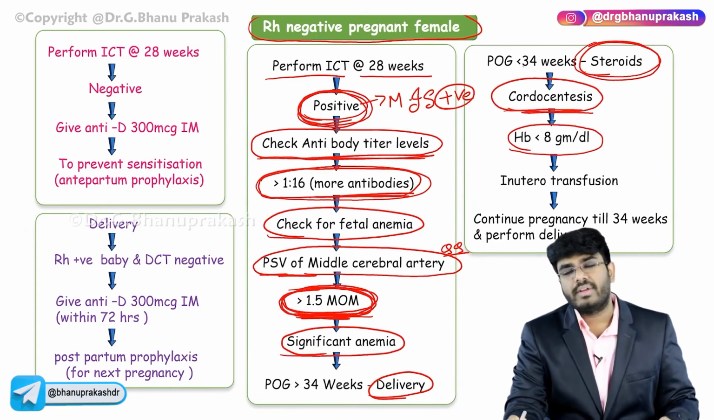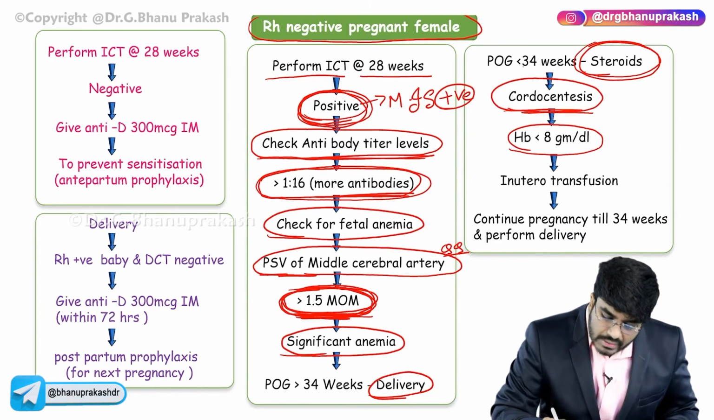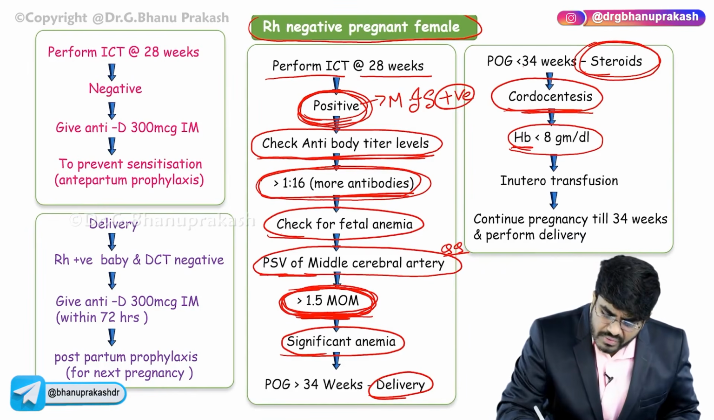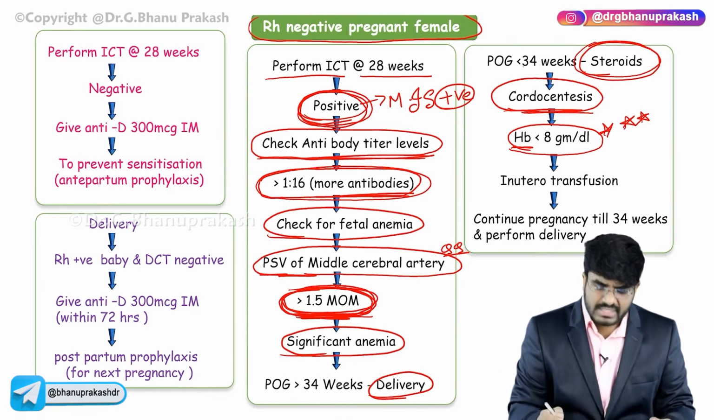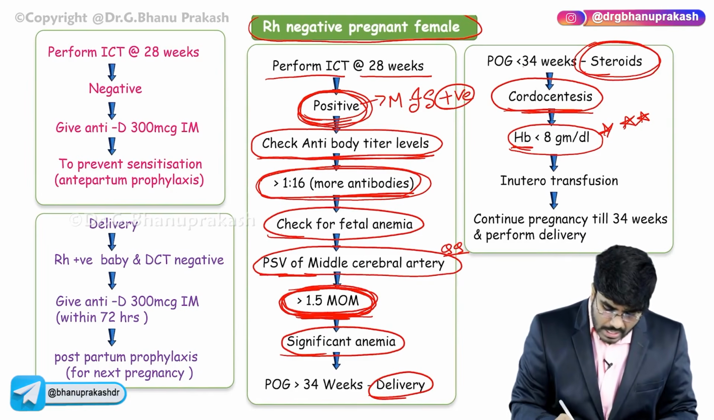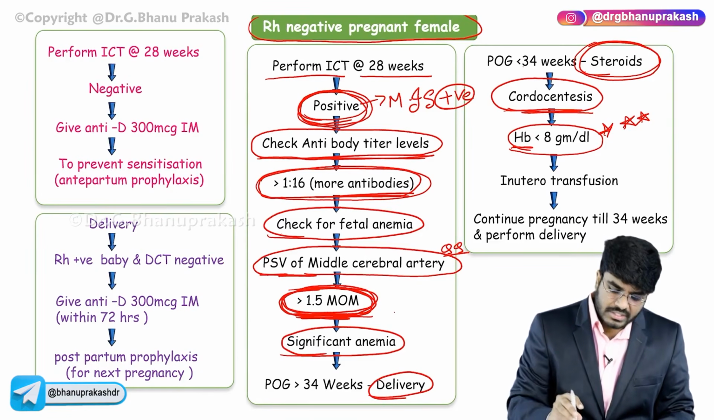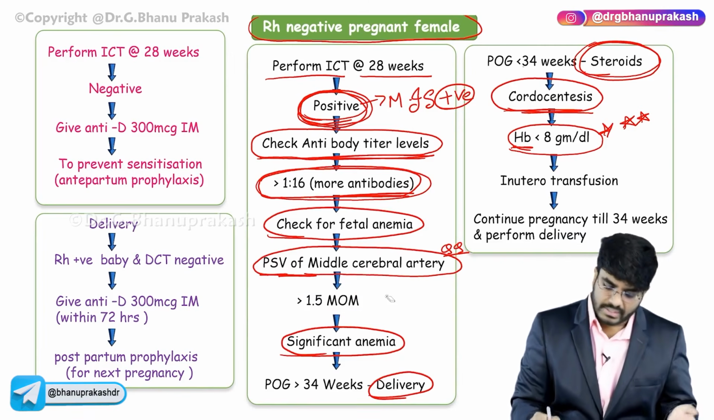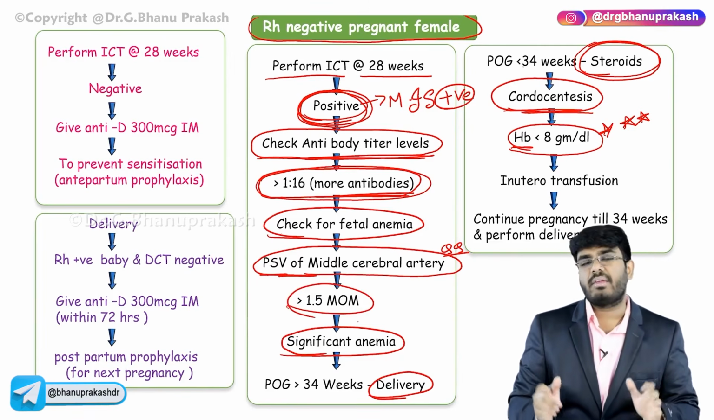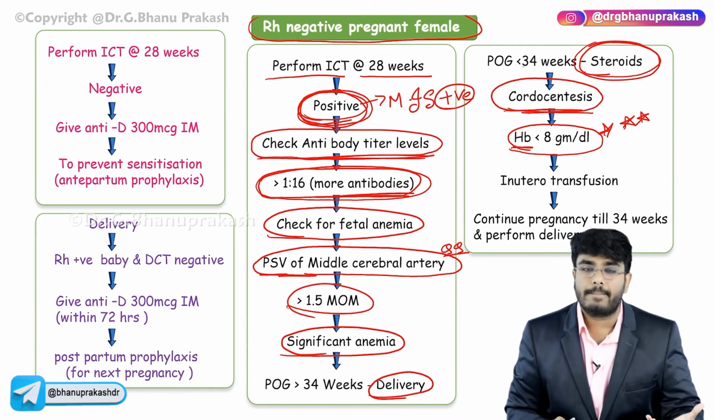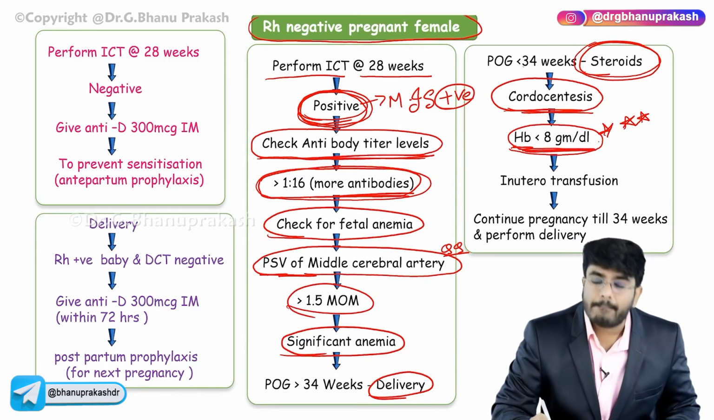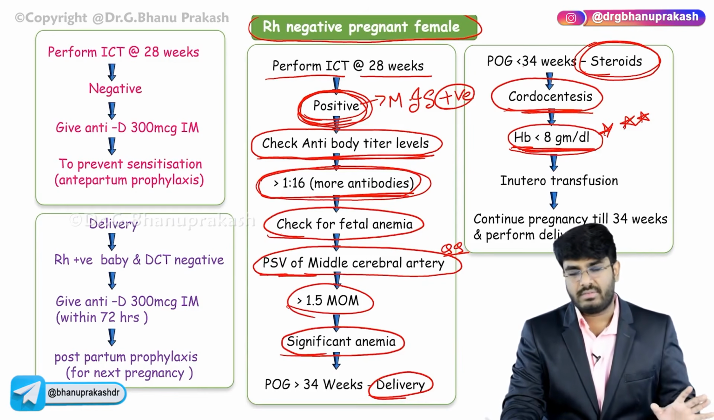How much fetal hemoglobin is there? See, if fetal hemoglobin is less than 8 gram per dl, which means very severe anemia. The baby is having severe anemia. We already know the baby is having severe anemia. Why? Because the middle cerebral artery Doppler has shown that the peak systolic velocity is elevated. We have already seen that the baby is having severe anemia. But how severe? If fetal hemoglobin is less than 8 gram per dl, this is very severe.